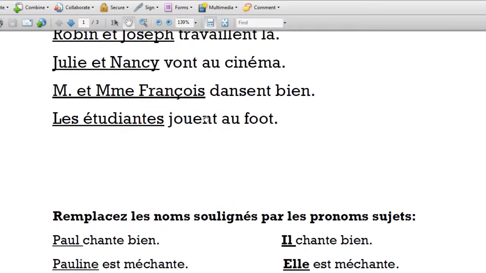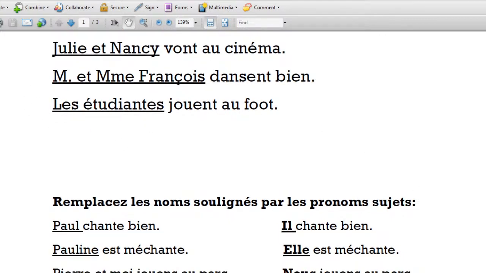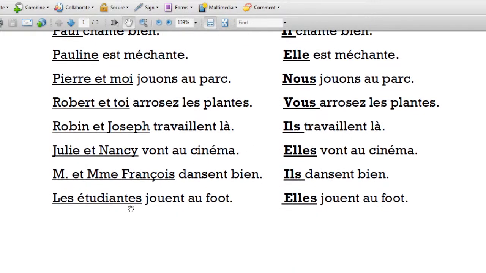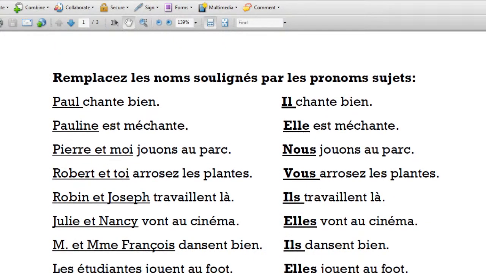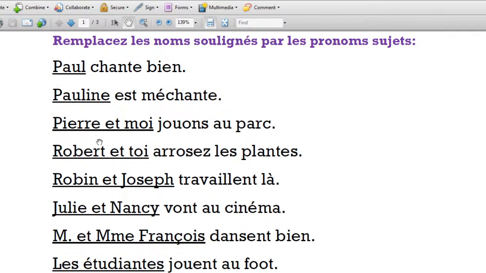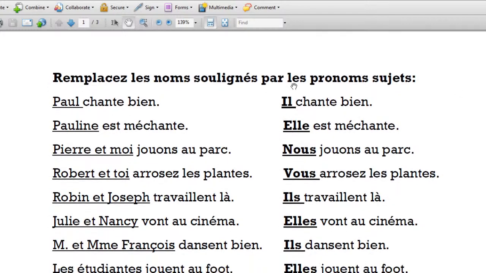Les étudiantes jouent au foot. The étudiante with the E means girls. The girl students. Okay, all girl students play football. Les étudiantes. So feminine plural, third person. Les étudiantes jouent au foot becomes elles. Okay. So these, that is, personal pronouns, are used to replace the nouns which play the role of the subject, by a smaller word, which is a pronoun, pronom sujet. That is je, tu, il, elle, nous, vous, ils, elles. Next.